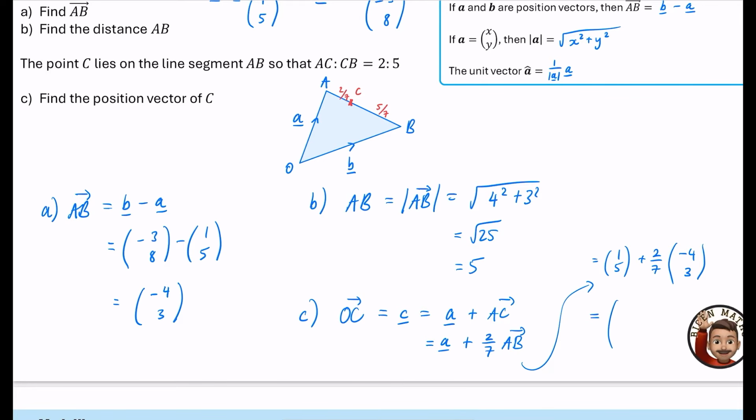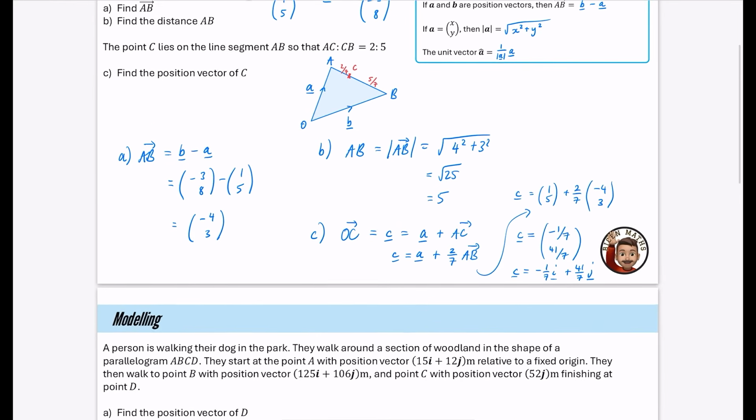So putting that all on my calculator, I'm going to do 1 plus 2/7 of minus 4, which is minus 1/7. And then I will do 5 plus 2/7 times 3, which is 41/7. So I can see that C, the position vector of C, is this. And if you wanted to, you don't have to, but if it did say i and j notation, that is minus 1/7 i plus 41/7 j that we have.